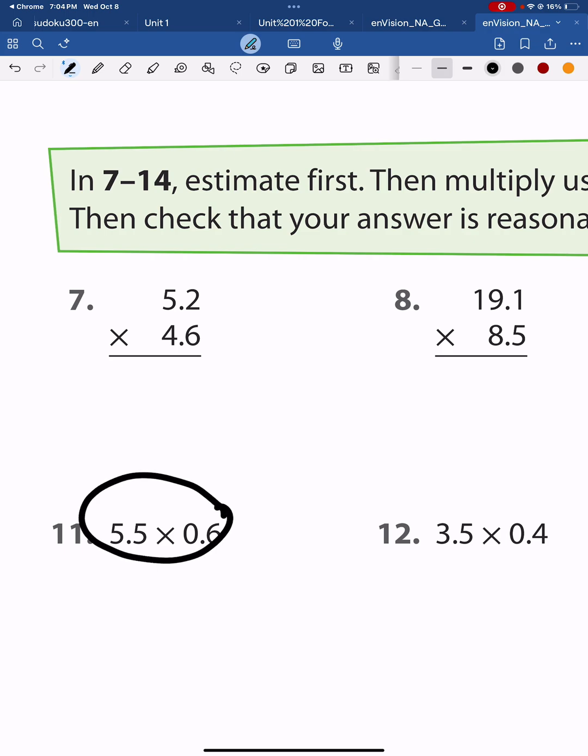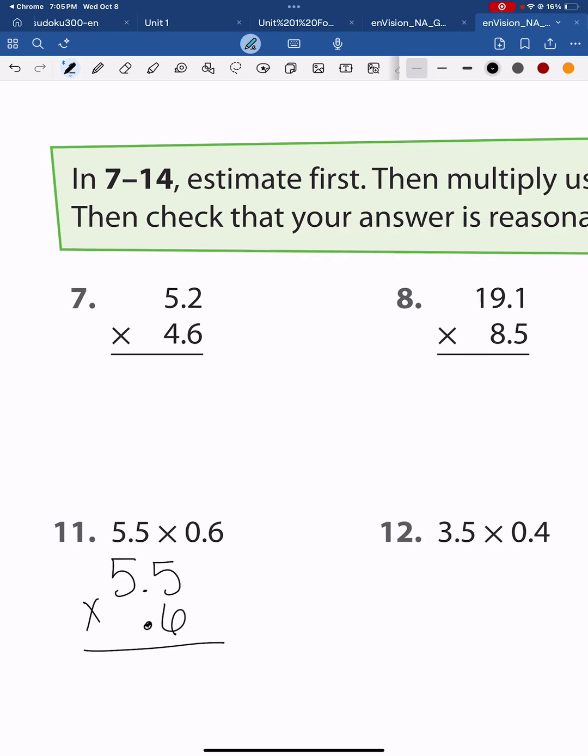So for this one, for instance, we have 5 and 5/10 multiplied by 6/10. We're going to leave that off because it's just a placeholder in the ones place. Now, considering where the decimals in these numbers are, they are lined up, but they're not always going to be, and they don't have to be.